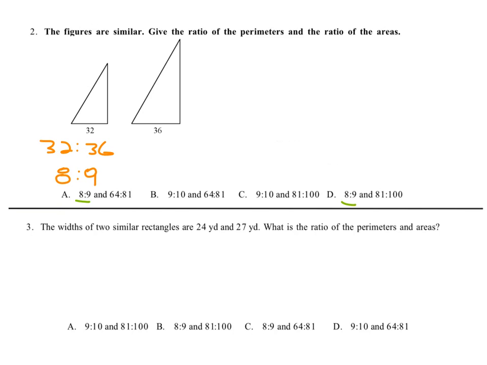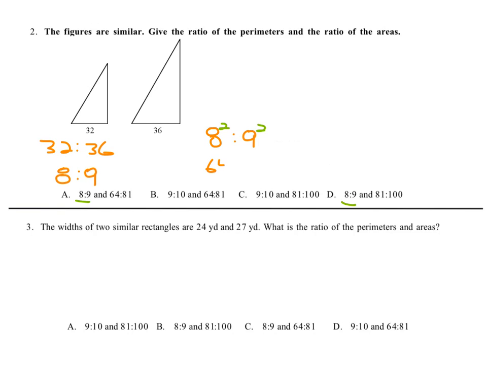on answer A and answer D. That's how they start at 8 to 9, okay? Now, of course, whenever we want to find out the ratio of their areas, we take those two values that we had, 8 to 9, and we simply square them. 8 squared to 9 squared.